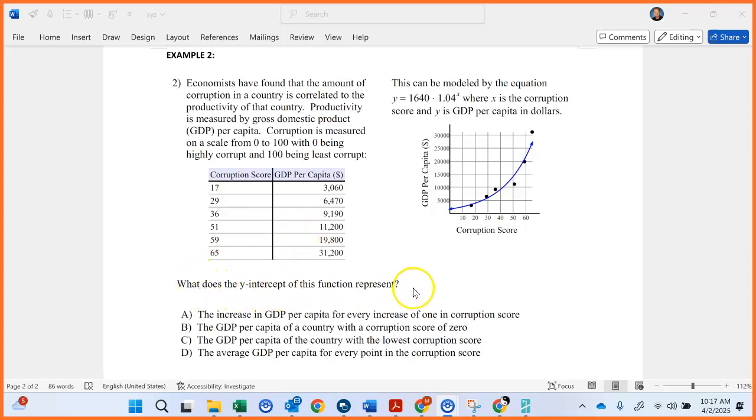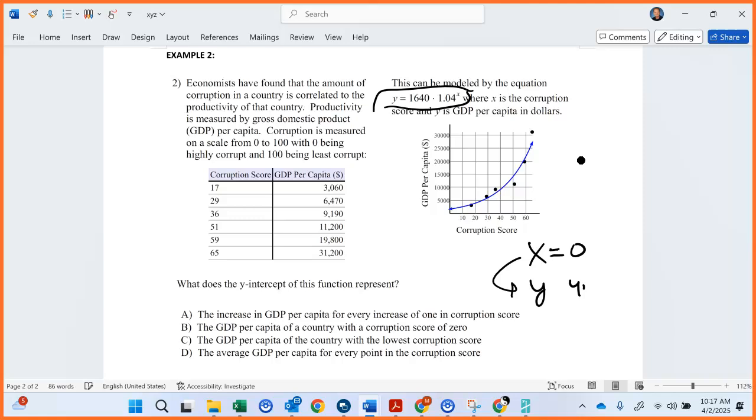Now, it says, what does the y-intercept of the function represent? Okay, so then in words, they describe what it represents. So it's not actually saying what is the y-intercept. It's asking what the y-intercept represents. So this is a different type of question. Now, we should know that the y-intercept is the value of a function when x is equal to 0, right? So the y-intercept is where x is equal to 0, and then whatever the y is, that's the y-intercept.